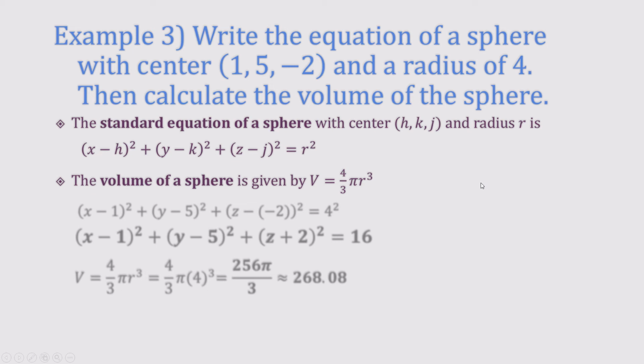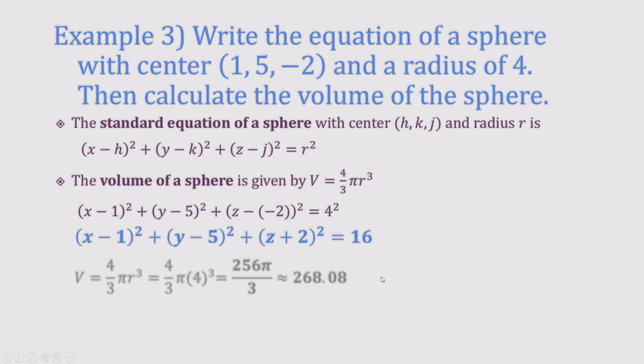All right, so if we substitute our center coordinates and our radius into the equation of a sphere, we're going to put in 1 for h, 5 for k, and -2 for j. So (x - 1)^2 + (y - 5)^2 + (z - (-2))^2 = 4^2. (x - 1)^2, (y - 5)^2. When we subtract negative 2, that's adding 2, so we're going to get (z + 2)^2, and 4 squared gives us 16. So here's our equation of our sphere.